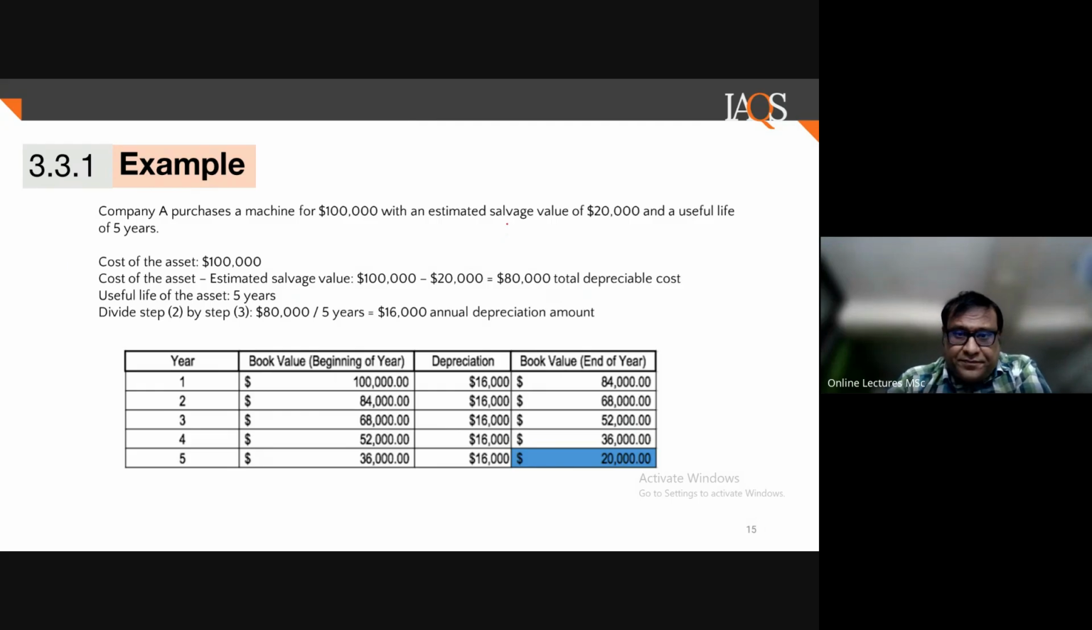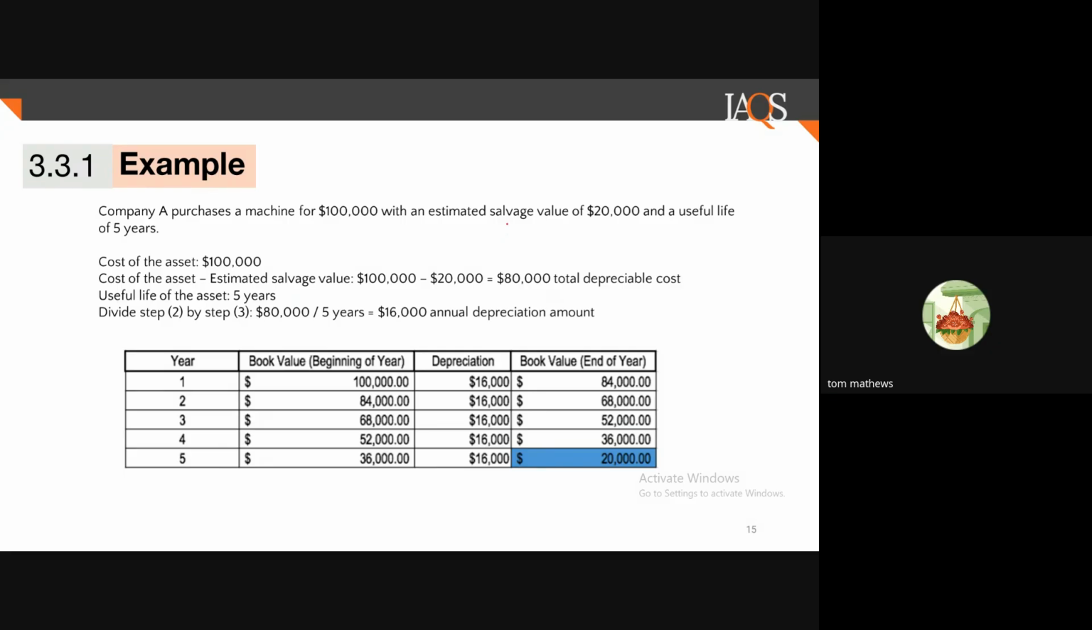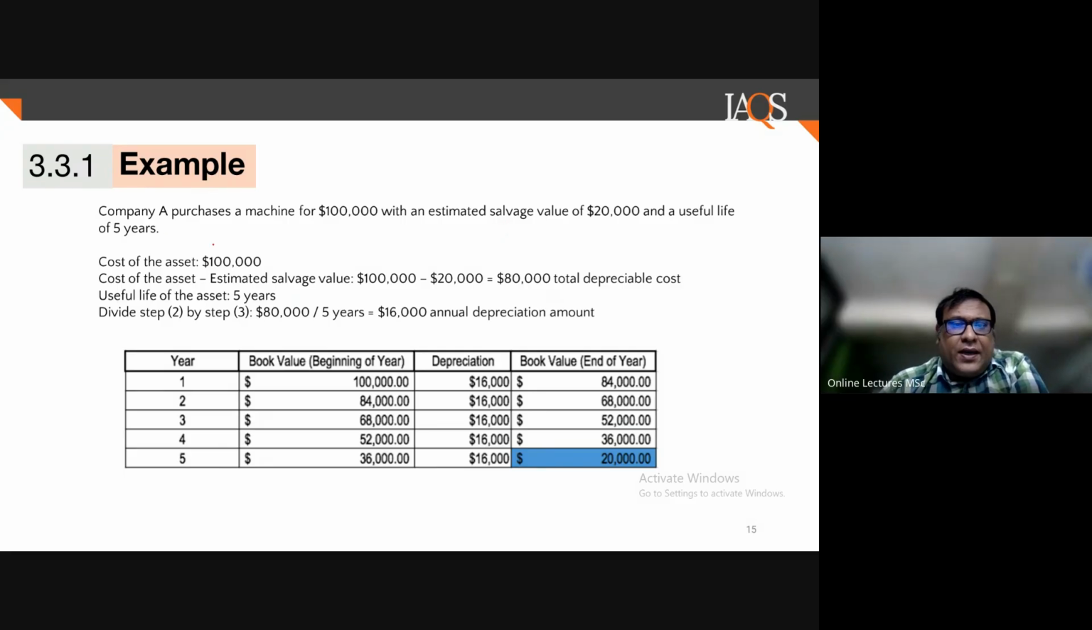Example. A company purchases a machine for 1 lakh, estimated salvage is 20, life is 5 years. So if we want to find depreciation per annum, it will be 1 lakh cost minus 20 residual, divided by 5 years of life. That's 80 by 5, that's 16,000 per annum.